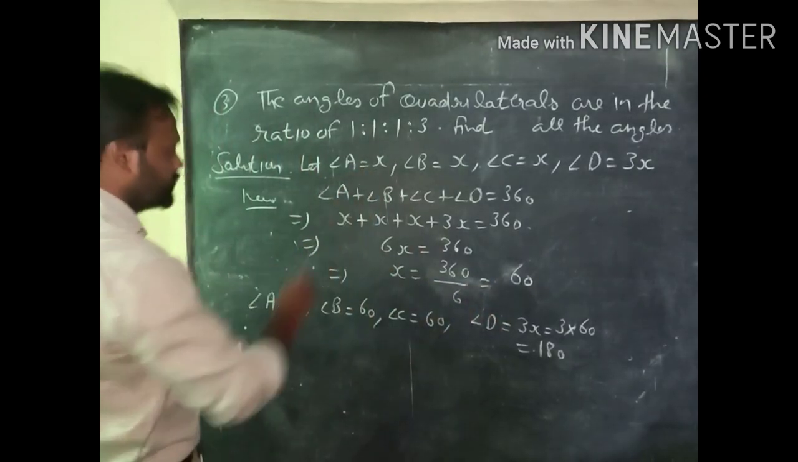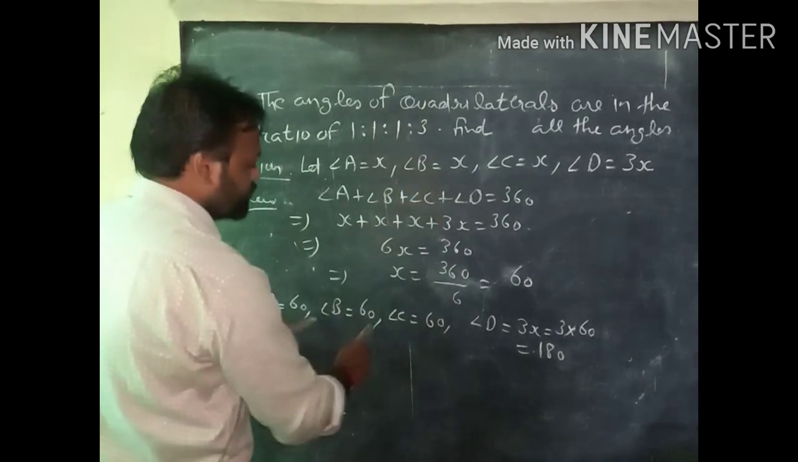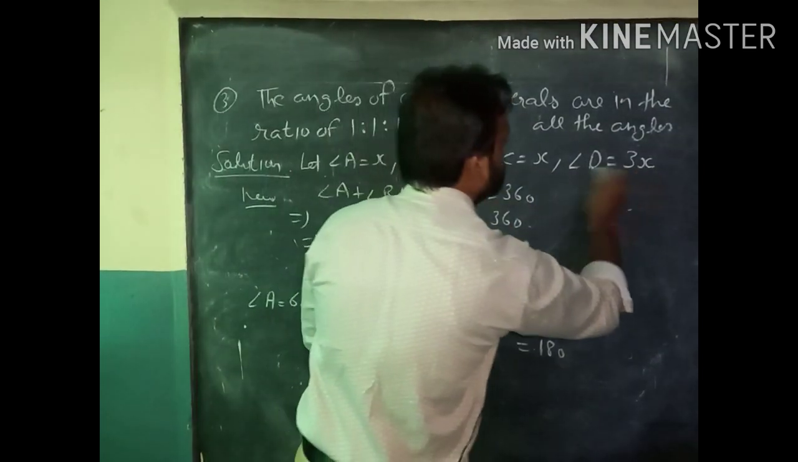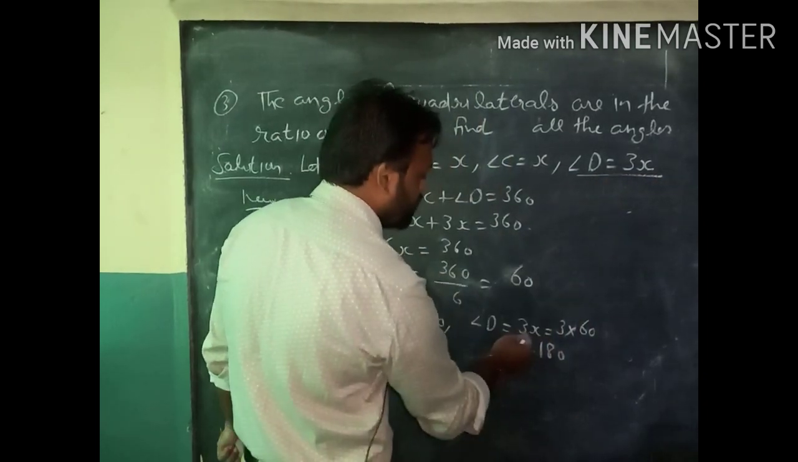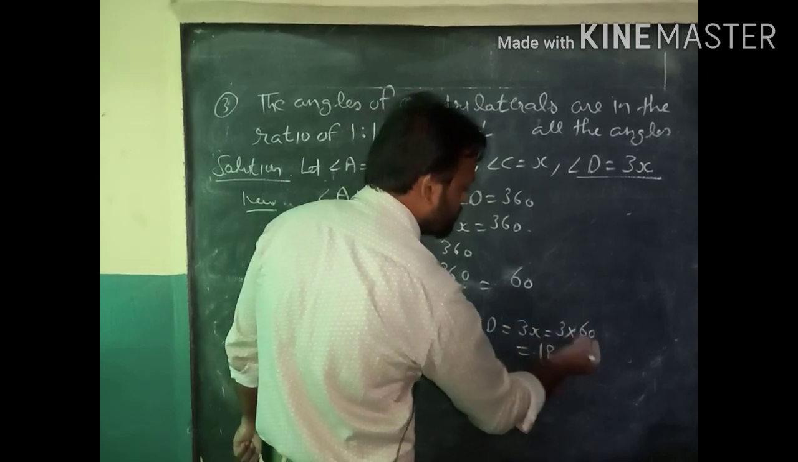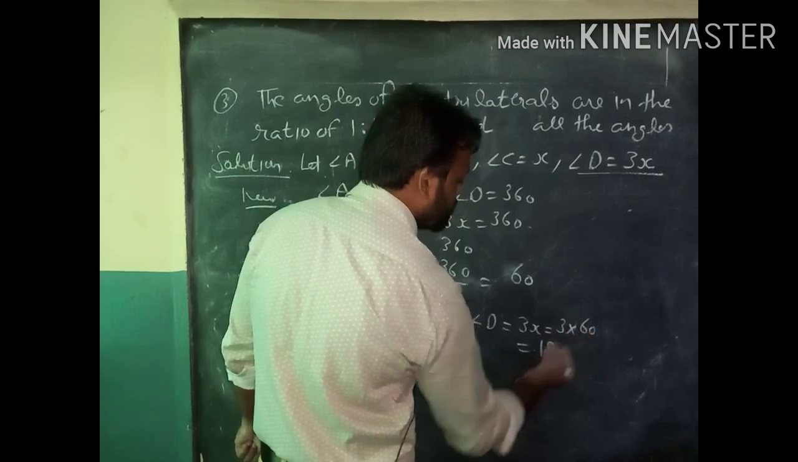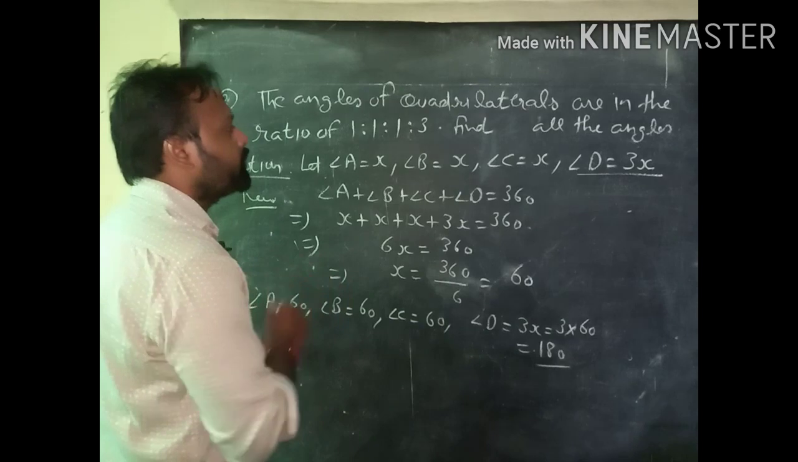Now put the values here. You can see angle A is x, meaning 60, angle B is also 60, angle C is also 60 and angle D is 3x. So multiply 3 with x, where the value of x is 60. So 3 into 60 will become 180. So in this way we find the angles of the quadrilateral.